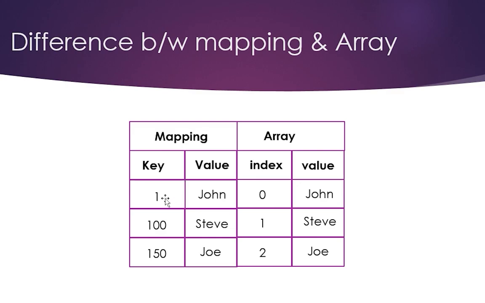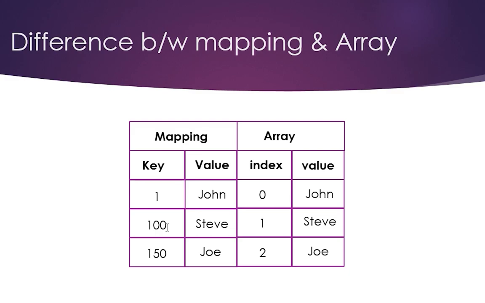In the mapping, we have keys of 100 and 150 and the values are the same, but in case of an array we have an index instead of a key: 0, 1, 2 and John, Steve and Joy, just like the mapping. But the thing you may have missed is that here we have 100 and 150, and there 0, 1, 2. Why is that? That's because let's say the key of that Steve is 100.